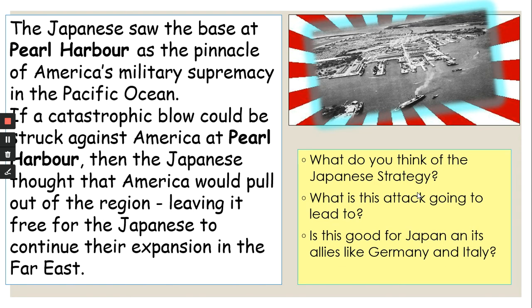And if a catastrophic blow could be struck against America at Pearl Harbor, then the Japanese thought that America would pull out of the region, leaving it free for the Japanese to continue their expansion into the Far East. So, this idea that if America left because they were so scared of another surprise attack, the Japanese would be able to take over this important region. And remember what we said about the geography of it? It's quite a strategic location if you want to attack key cities.